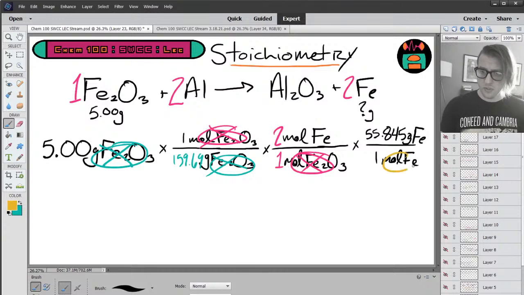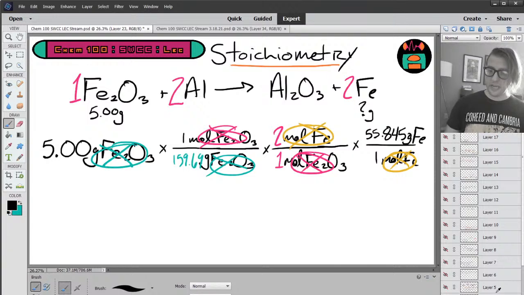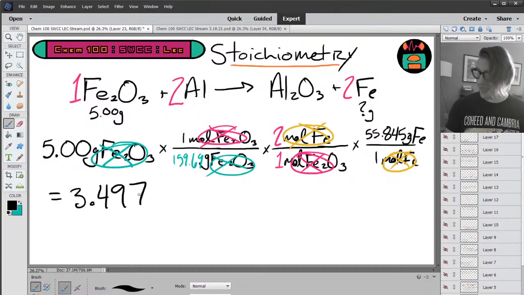All right, now moles of iron cancel moles of iron, and we're ready to crunch some numbers. So we have 5 divided by 159.69 times 2 times 55.845. My calculator is giving me a long number, 3.4970811.